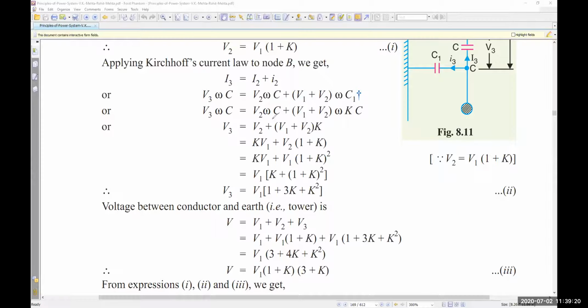Now here, V is equal to what? V is equal to V1 plus V2 plus V3. So V1 is V1, V2 is V1 (1 plus K), V3 is equal to V1 (1 plus 3K plus K square). So if you take V1 common, here you have 1, here you have 1 plus K, here you have 1 plus 3K plus K square. So 3 plus 4K plus K square, that is your final answer.